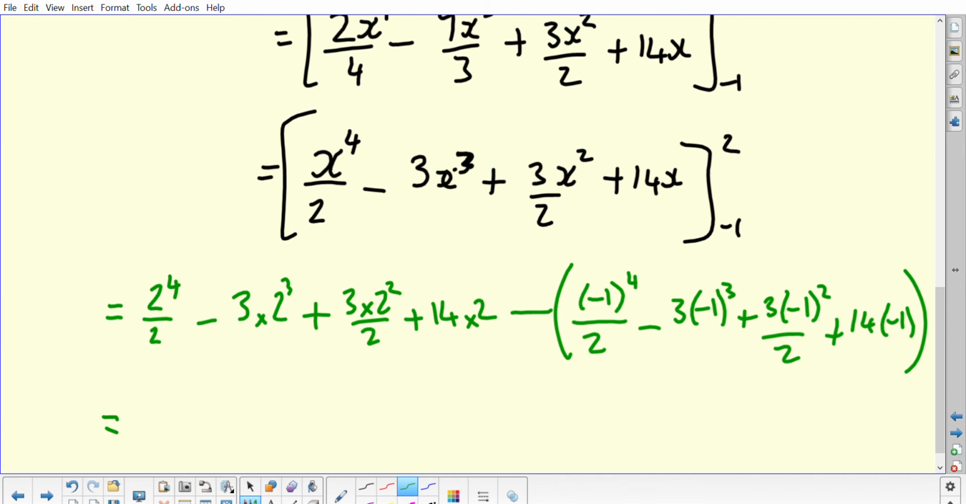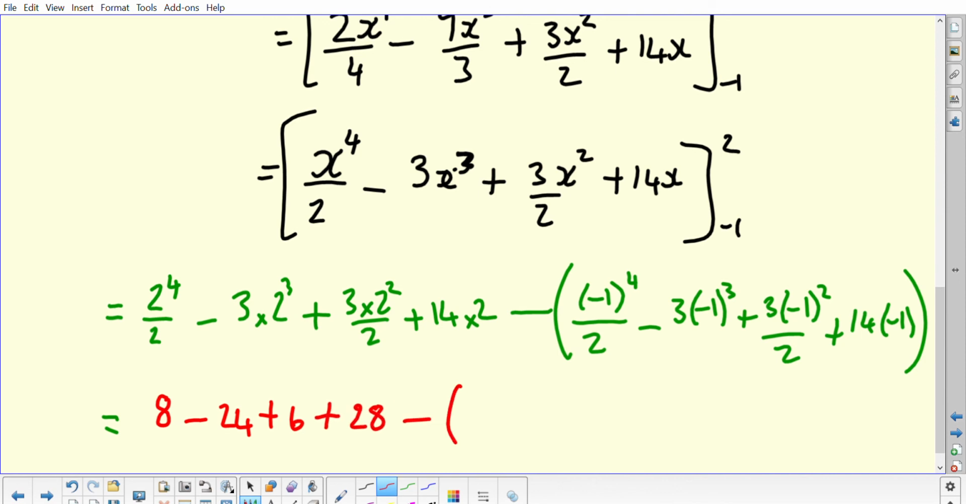Now from here on in you only get 1 mark for your final answer, but working out each little individual bit and then maybe using the calculator at the end is probably the best way forward. So with this, 2 to the power 4 is 16, divided by 2 gives us 8. 2 cubed is 8, and 3 times 8 is 24. 2 squared is 4, and 3 times the 4 on the top is 12, divided by 2 is 6. And then 14 times 2 is 28.